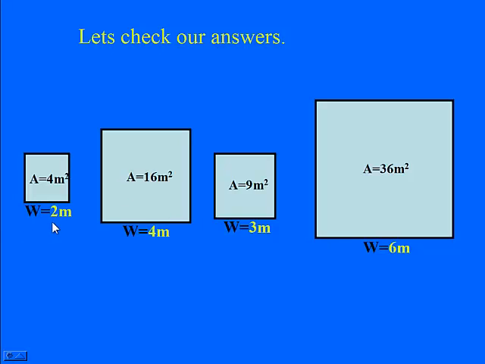In this first square, if we multiply the width by itself, 2 times 2, we come up with 4, so we know that's correct. The second square, 4 times 4, is 16. Third square, 3 times 3 is 9. And finally, our last square, 6 times 6 is 36. So we know we are correct.